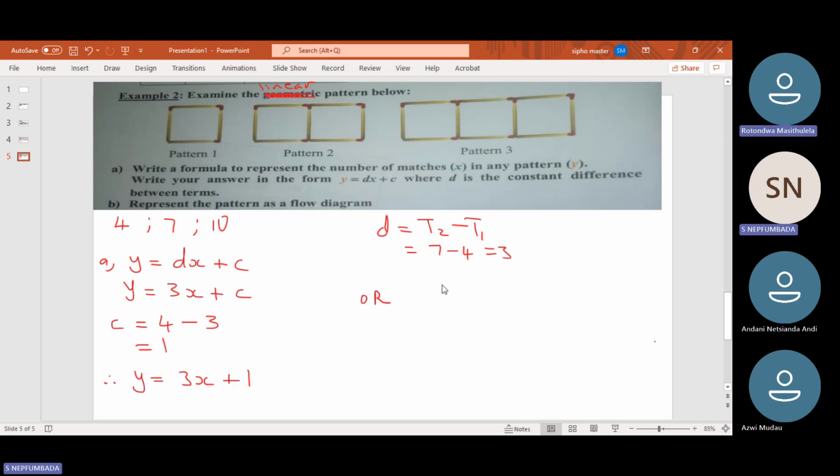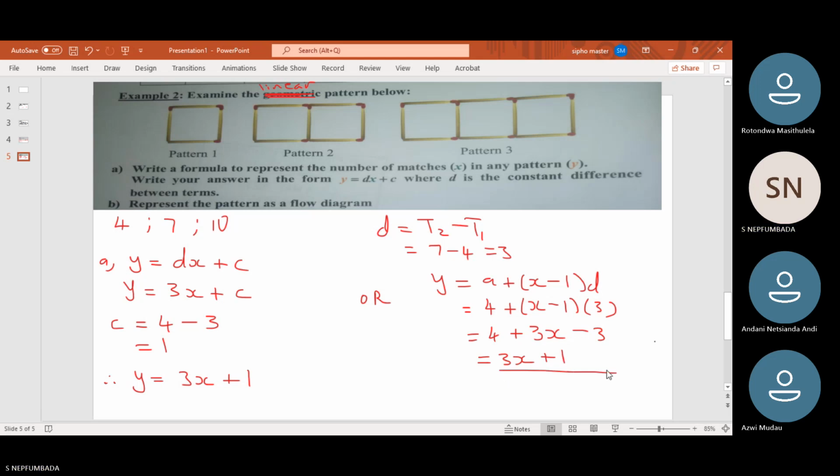Or some people use y equals a plus n minus 1 times d. Our a is the first term, and here we're using x. Then 4 plus x minus 1 times d, our d is the difference, which is 3. Then this equals 4 plus 3x minus 3, which equals 3x plus 1. Did you see it?